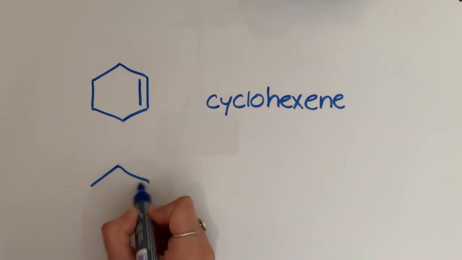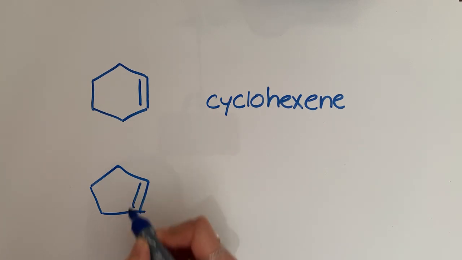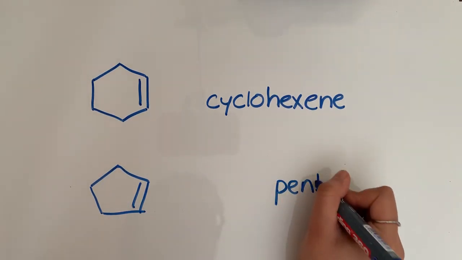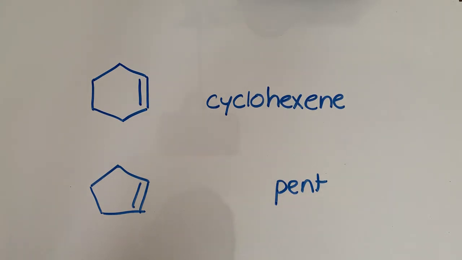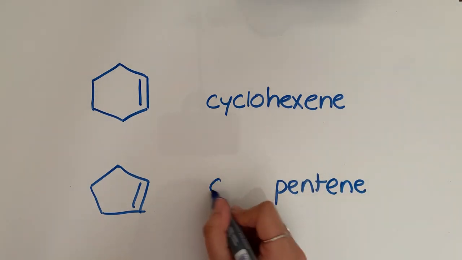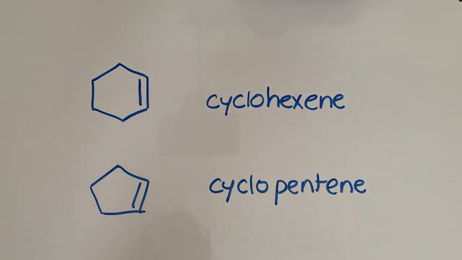And if we have this one here, it has 5 carbons in it, so this is going to be pent. Again, because we're in a ring, there's no starting position. The double bond has got to be on carbon number 1. It's pentene. We don't have to put the number in. And this here is called cyclopentene.